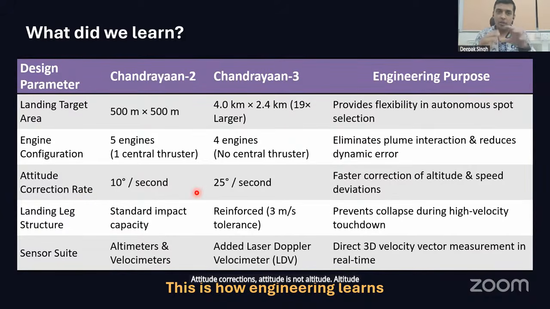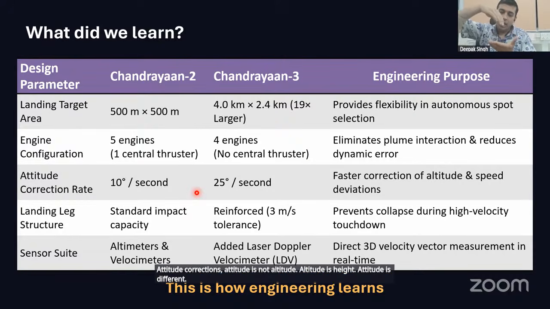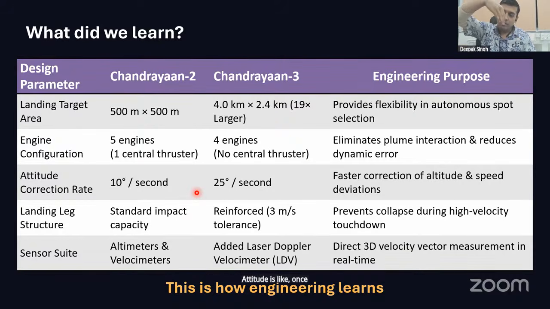Altitude is height. Attitude is different. Attitude is like once you get somewhere, there is an error in the orientation, let's say, or navigation. So you can fix it. But earlier, it was only 10 degrees per second. So that means, for example, if there is an error of 30 degrees, it will take about 3 seconds to get it aligned properly. So that's a long time.